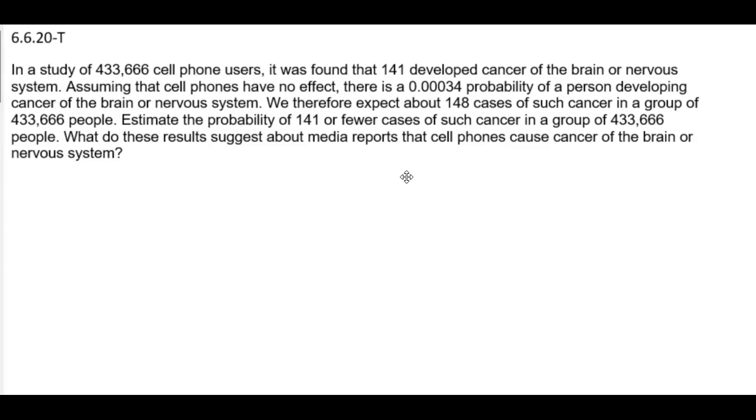We therefore expect about 148 cases of such cancer in a group of 433,666 people. Estimate the probability of 141 or fewer cases of such cancer in a group of 433,666 people. What do these results suggest about media reports that cell phones cause cancer of the brain or nervous system?